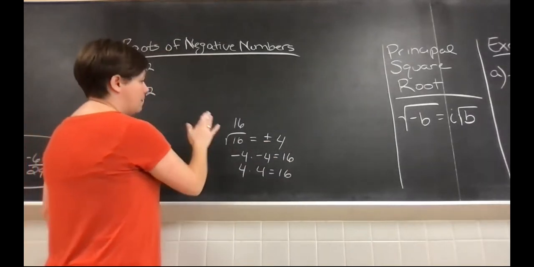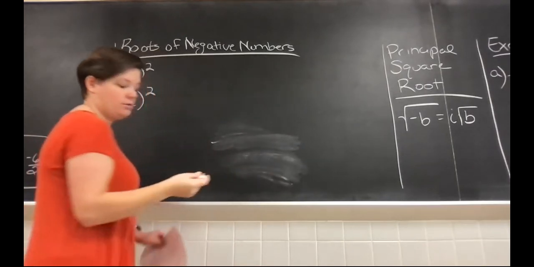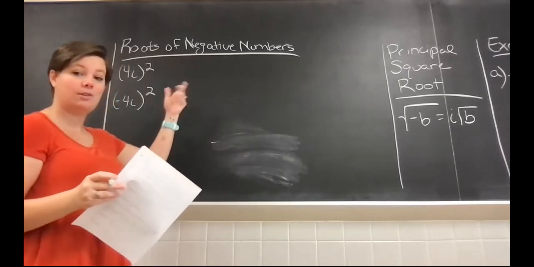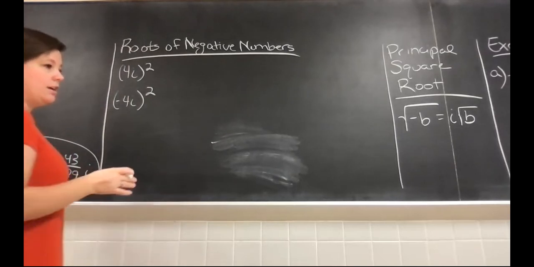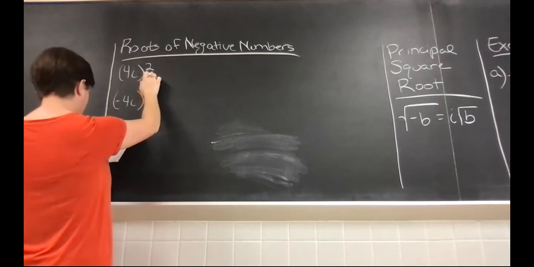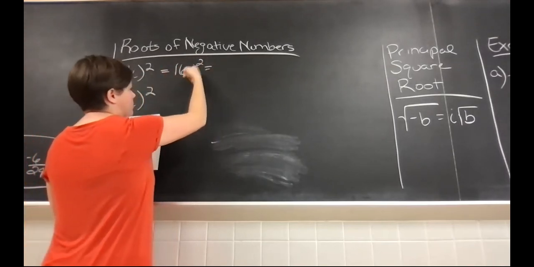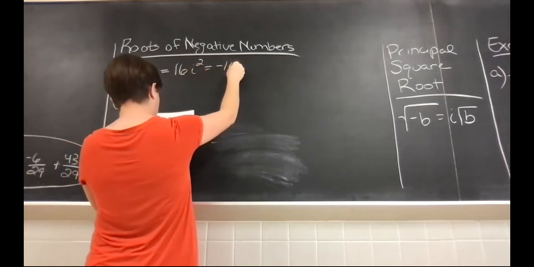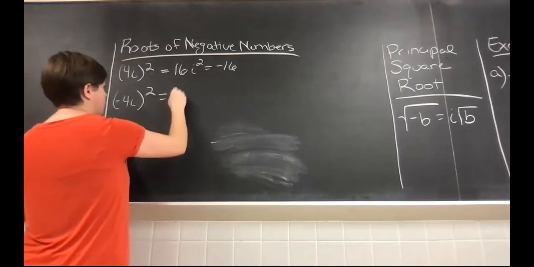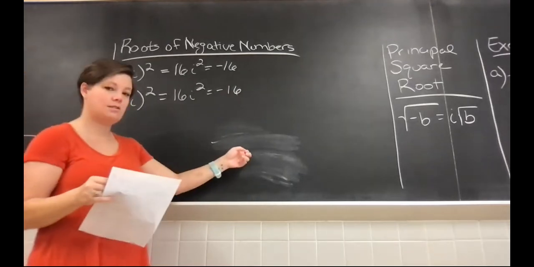So both positive 4 and negative 4 are called roots of 16. So now that we have imaginary numbers, we can talk about the roots of negative numbers. Okay, it's the same process as with real numbers. It's just now we can do it with negatives. So we're going to start by looking at it kind of backwards. So we have (4i) quantity squared. Okay, that's 16i squared. Remember, i squared is negative 1, so that's negative 16. Or we have (negative 4i) squared, which is 16i squared, which is negative 16.